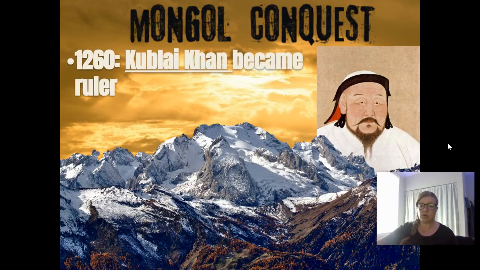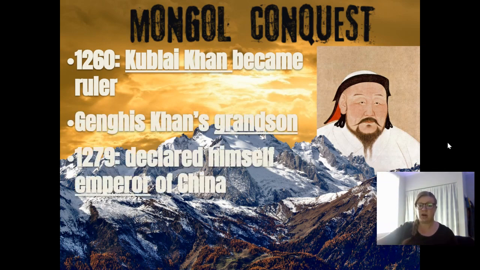So eventually Genghis Khan, he dies, and Kublai Khan in 1260 became the ruler. This is Genghis Khan's grandson. And he declared himself in 1279 the emperor of all of China. So he wasn't just the controller of the Mongols. He just wasn't just head of the tribe. He wasn't just a Khan. He now declared himself the emperor of all of China.